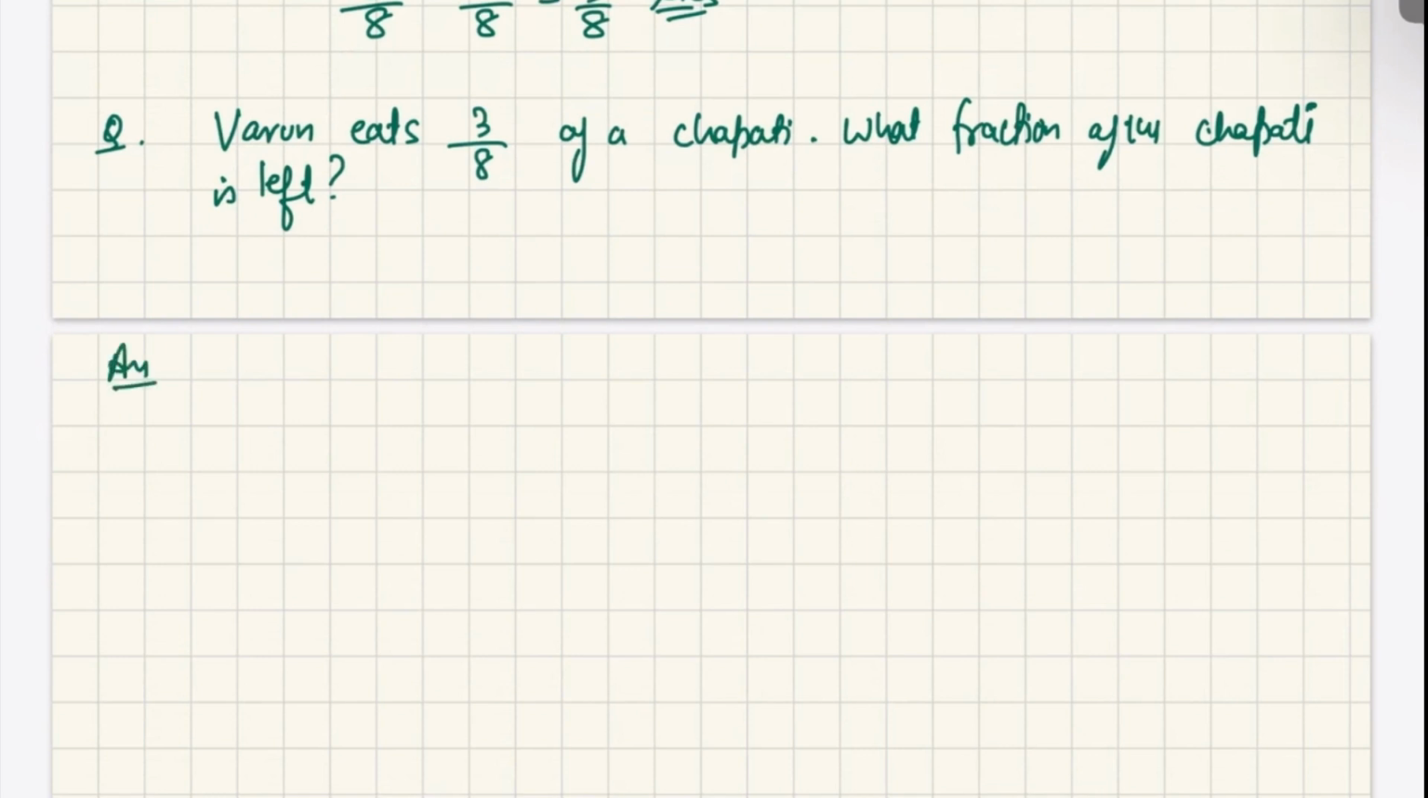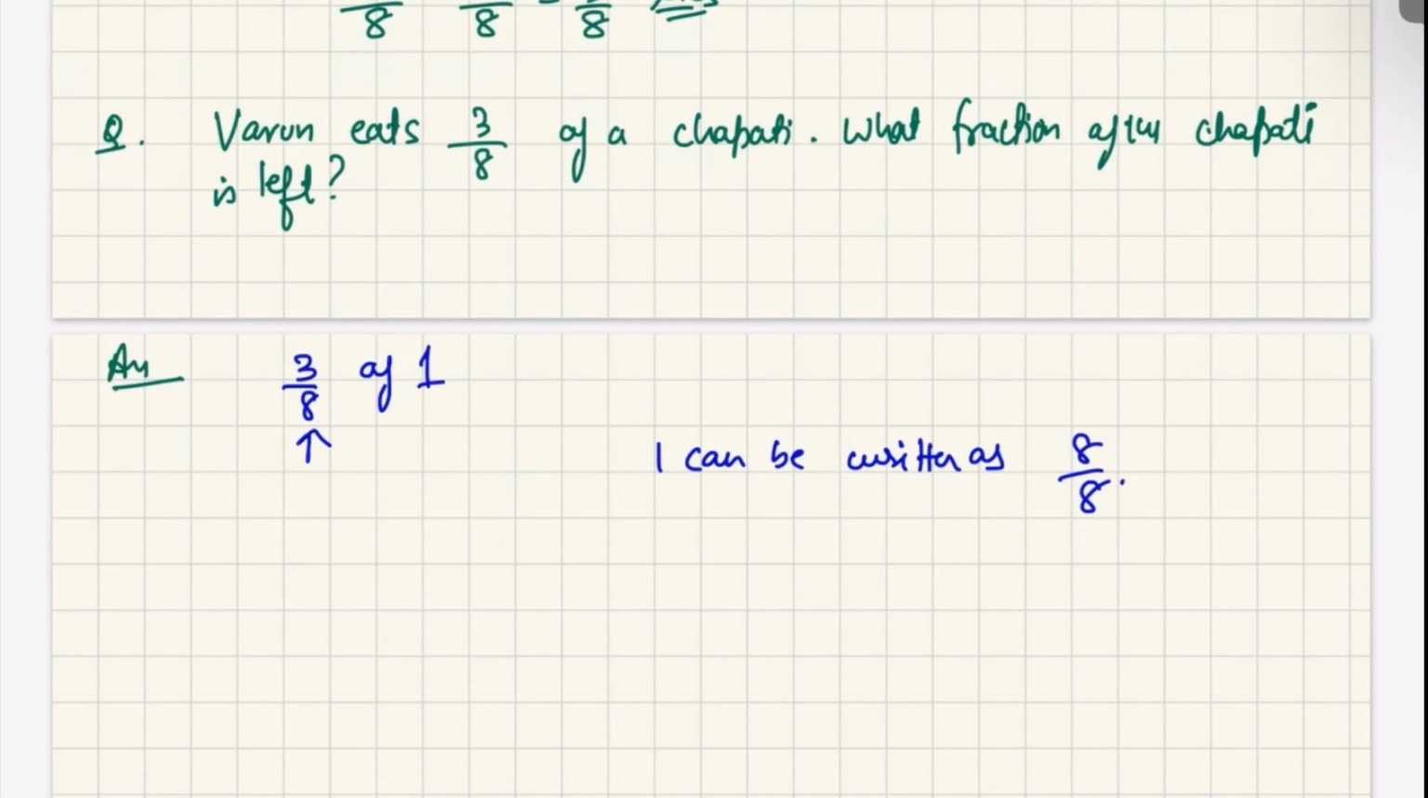Now, how do we do this? We'll do the solution. 3/8 is what he eats. Varun eats 3/8 of 1 chapati. You can see 1 is not written over here, but yes, we have to understand this question. A chapati means 1 chapati, right? So 3/8 of 1, that means again 1 can be written as, what is the denominator? 8. So 8/8.